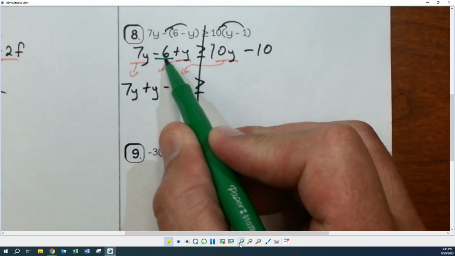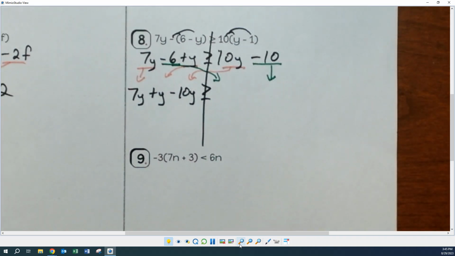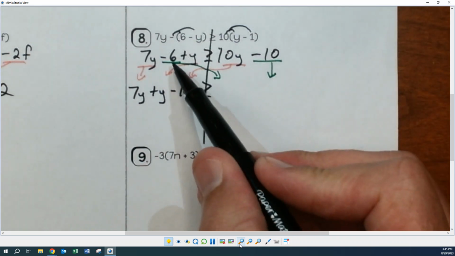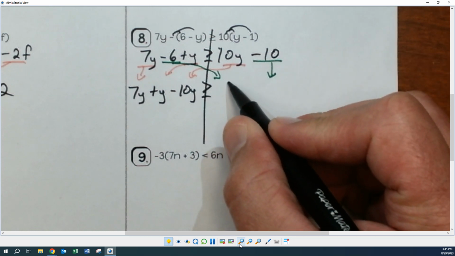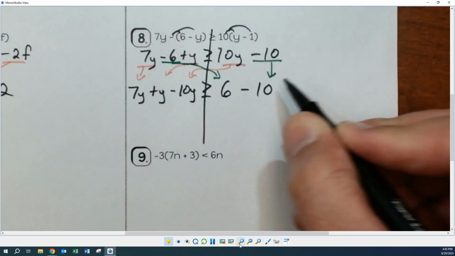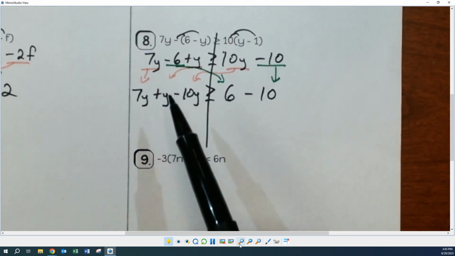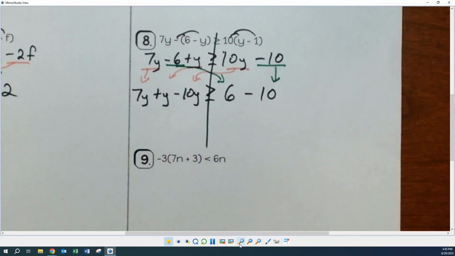I move all of my other terms to the opposite side. Negative 6, I change sides, so I change signs. Negative 6 becomes positive 6. Minus 10 did not move at all, so it stays negative 10. I had 5 terms up here. I have 5 terms here.